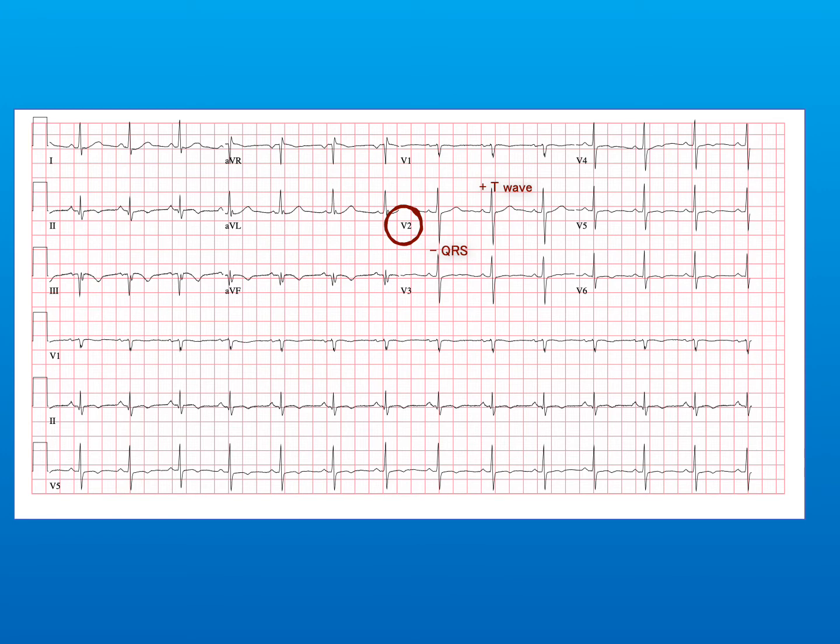But isolated T wave inversions are not very specific, especially if we see them at transition points. Like, for example, you can see here V2, you can see that the QRS complex has gone from being positive to negative, and there's a T wave inversion here. This is quite common, and although the axis of the QRS complex and the T wave is pretty similar, it's not perfectly aligned, so you can get some T wave inversions at a transition point like V2.